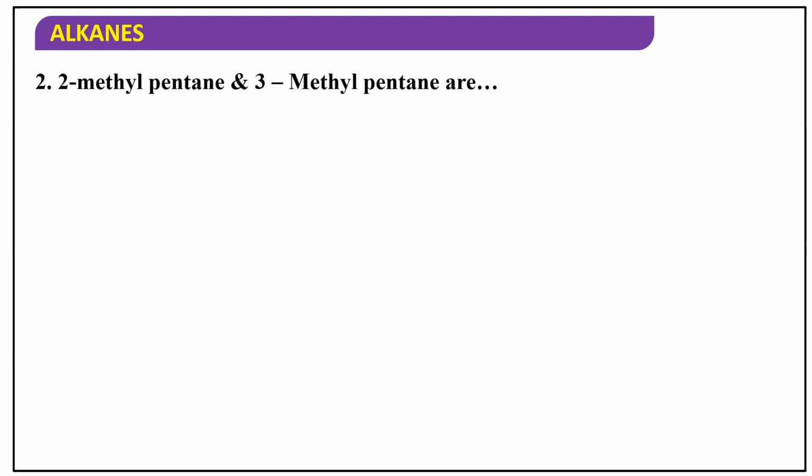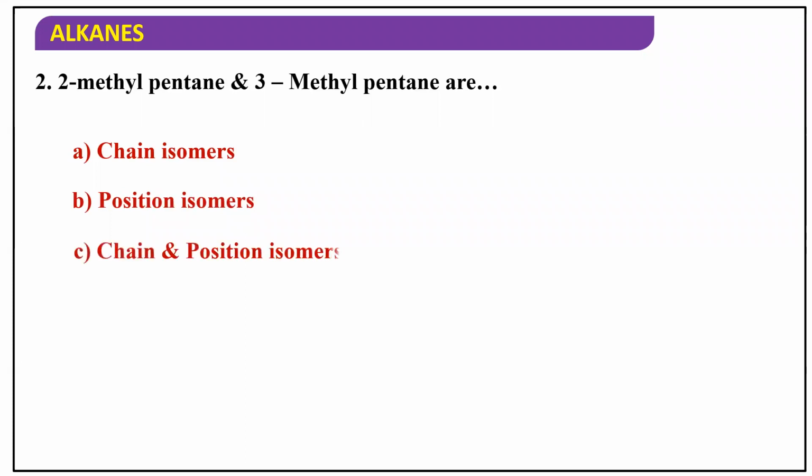Second one, 2-methyl pentane and 3-methyl pentane are what? Now, where did you come across 2-methyl pentane, 3-methyl pentane? Yes, you came across this in isomerization reaction. So 2-methyl pentane and 3-methyl pentane, are they chain isomers? Are they position isomers? Are they both chain and position isomers? Or are they metamers? What are these? You already came across the different types of isomerism: chain, position, functional.